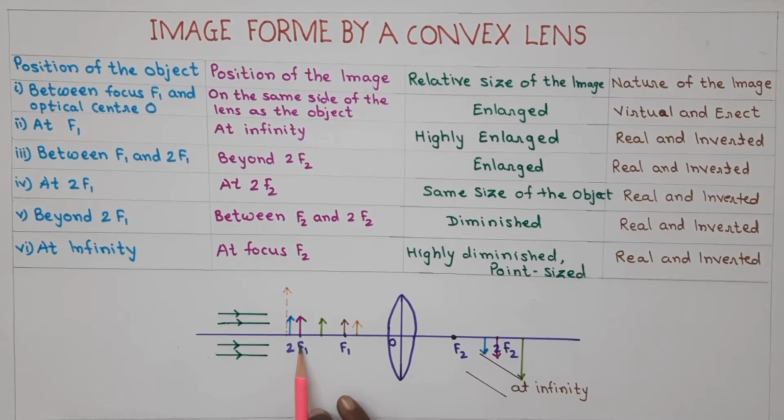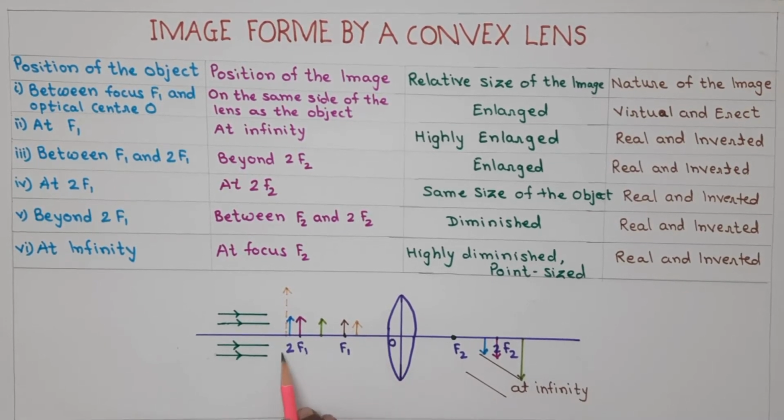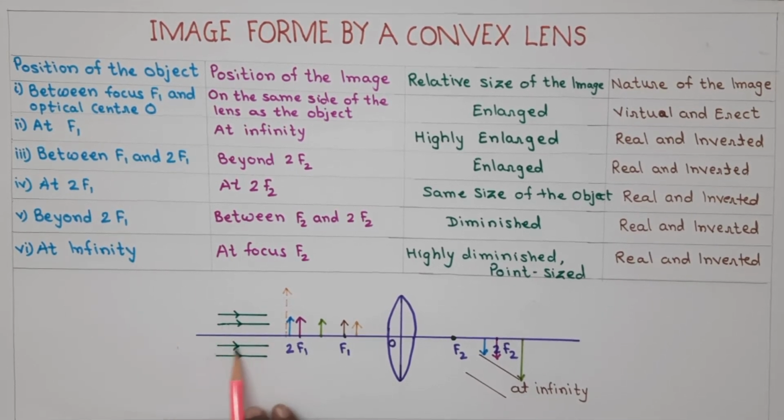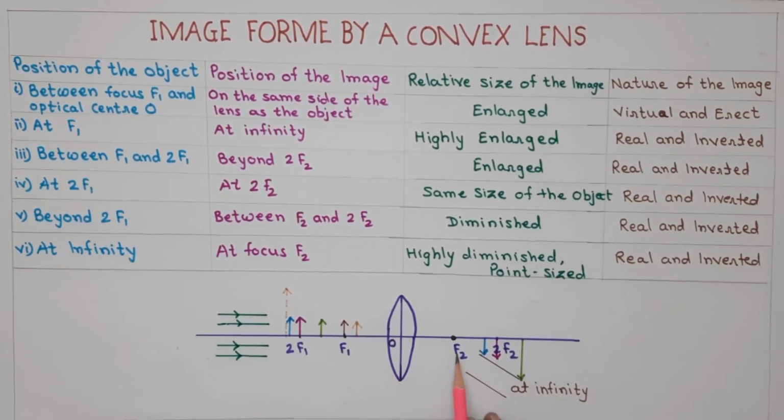Now we are moving away from the lens. The object is kept beyond 2f1. So the image is coming closer to the lens. When it is beyond 2f1, the image is formed between f2 and 2f2. Now the object is kept at infinity. These rays are coming from infinity. So the image is formed at f2. The image has come closer to the lens.